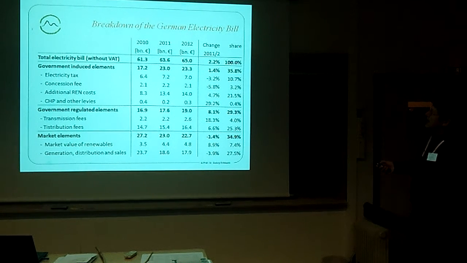And to understand this a little bit, that is the situation of 2012. We have a total electricity bill of 65 billion euros. That's the number I've just shown you. And out of this 65 billion, about 14 billion, or about 21%, is the additional cost of renewables. Of course, the renewables themselves have a market value of 4.8. So for this market value of 4.8, the German consumers, industry, households, etc., have to pay 14 billion on top.